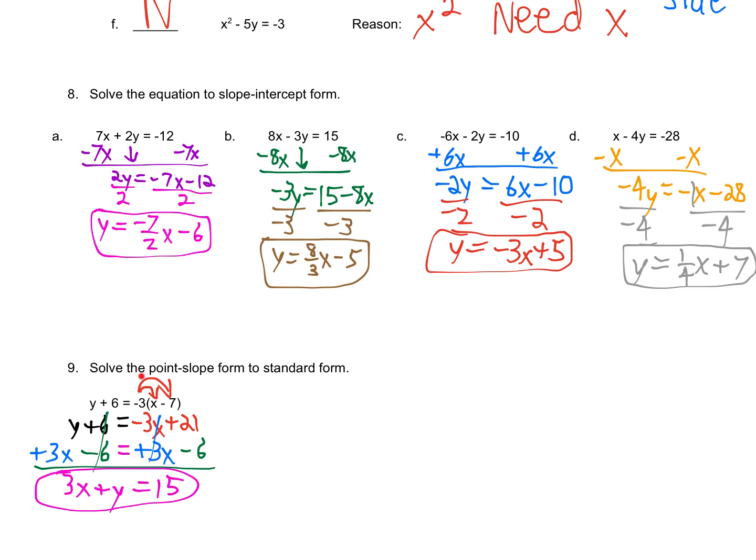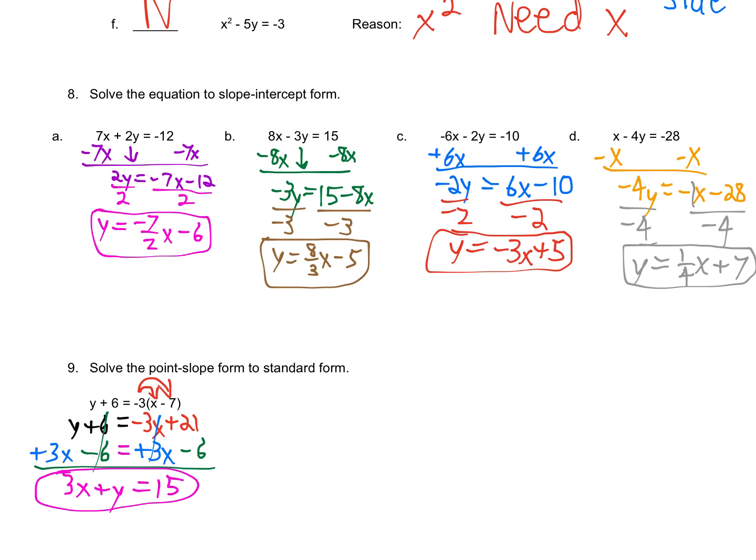And then 9, we have to convert point-slope form into standard form. So I can multiply the negative 3 times x is negative 3x. Negative 3 times negative 7 is a positive 21. So y plus 6 equals negative 3x plus 21. Again, try to get the x and y on the same side is my goal here. So now that I've got rid of the parentheses, I want to move the x to the left, keep the y over here, move my number to the right.